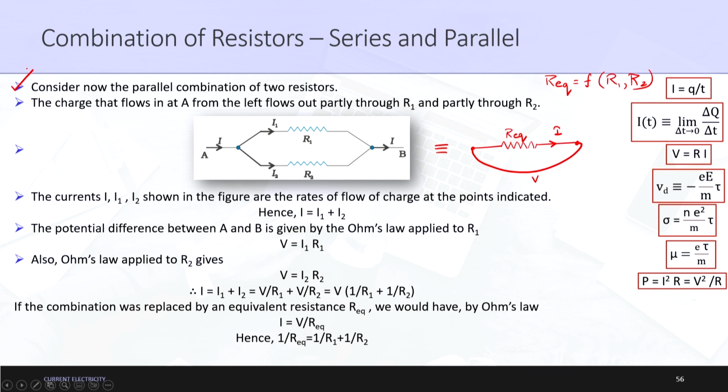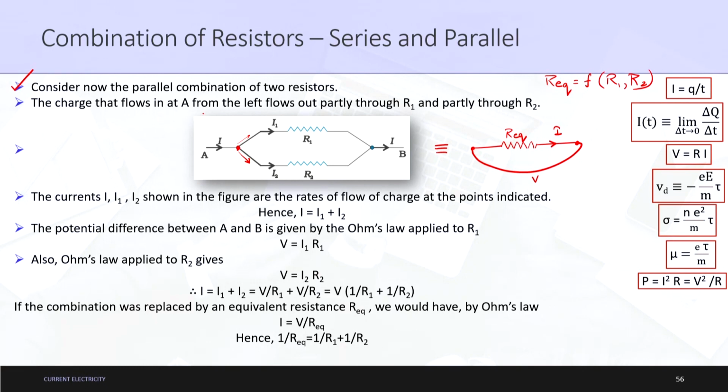Now the charge that flows in at A from the left flows partly through R1 and partly through R2. Quite evident, as you can see, there is a charge distribution here. Some charge will go in this direction, some in that direction. Therefore, the current is also partially moving in the R1 position and the R2 position. So the currents I1 and I2 shown in the figure are the rates of flow of charge at the points indicated, and hence I is equal to I1 plus I2.